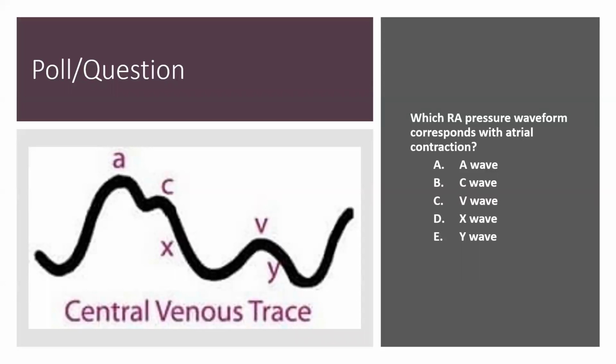Okay, so this is how you responded. And the correct answer, of course, is A, which is A wave, right? So this is atrial contraction, A for A wave. And this usually corresponds with the PR interval.